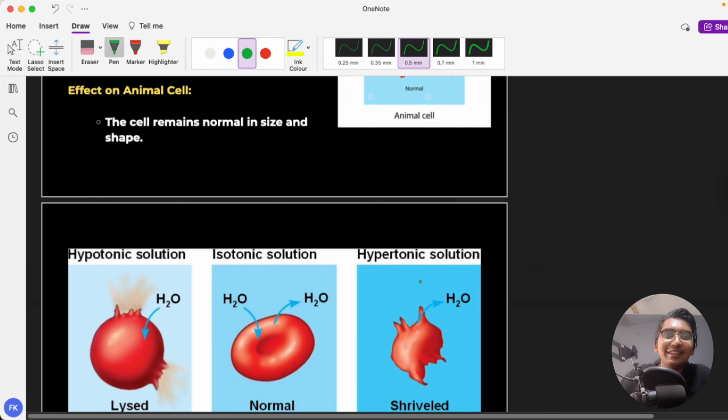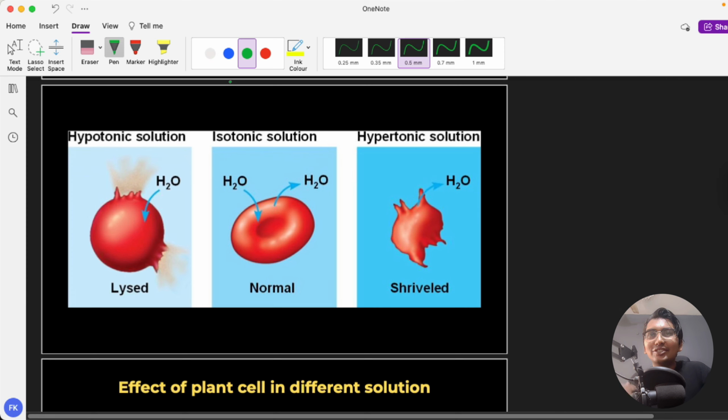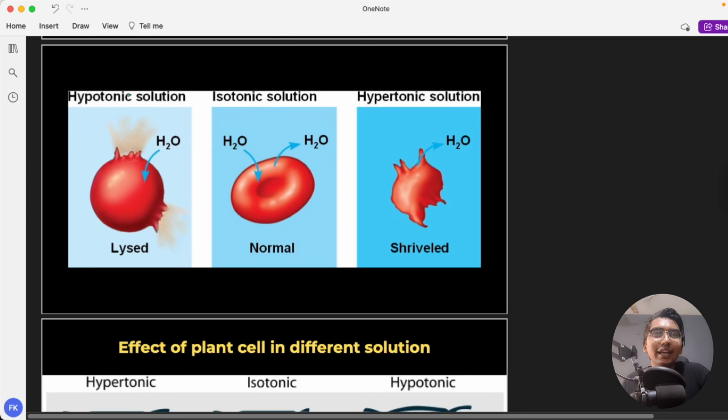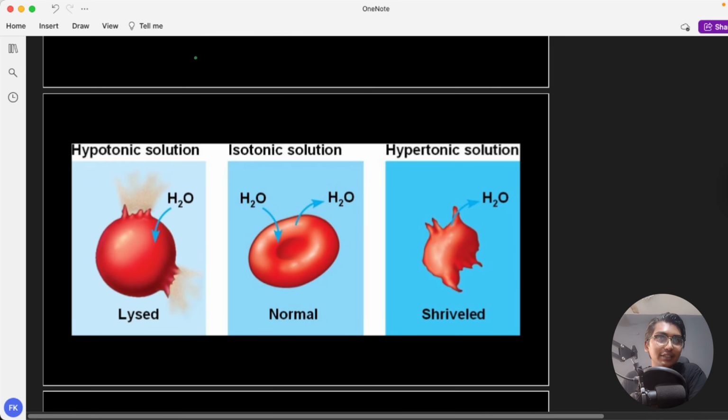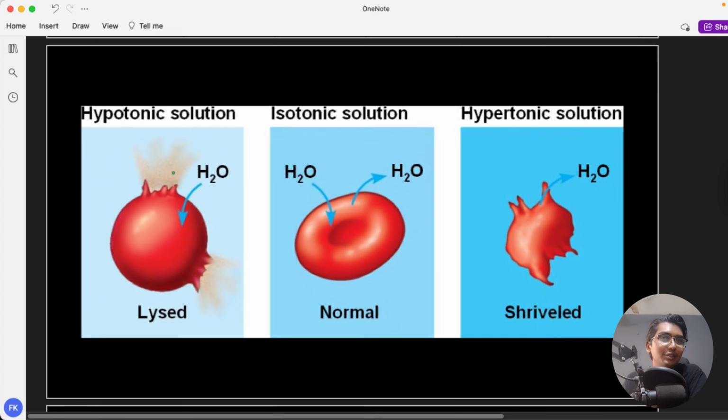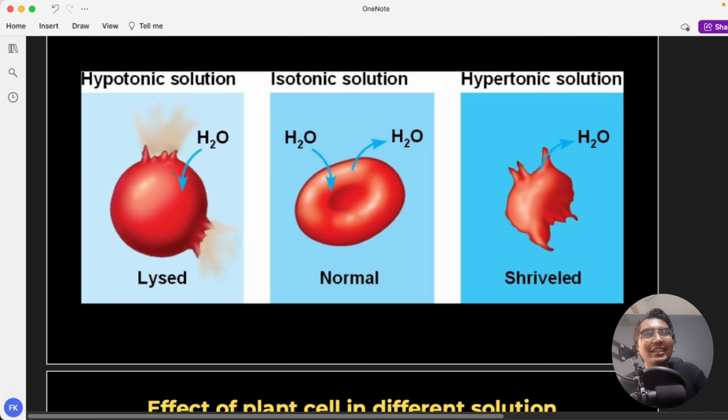Now let's look at the final diagram. Let me zoom it out for a bit. As you can see in hypotonic solution, the cell actually bursts because the number of water molecules was higher outside the cell. That's why water moves inside the cell, increasing its size, and it bursts in hypotonic solution.